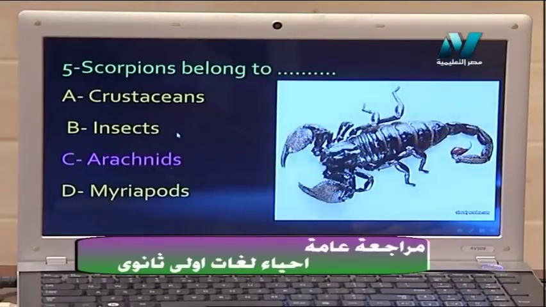Arachnida is completely different from insect. Insect contains 3 parts of the body: head, thorax, and abdomen. But arachnida contains cephalothorax and abdomen. Insect contains 3 pairs of jointed legs. Here contains 4 pairs of jointed legs. Insect here contains wings, but arachnida has no wings.